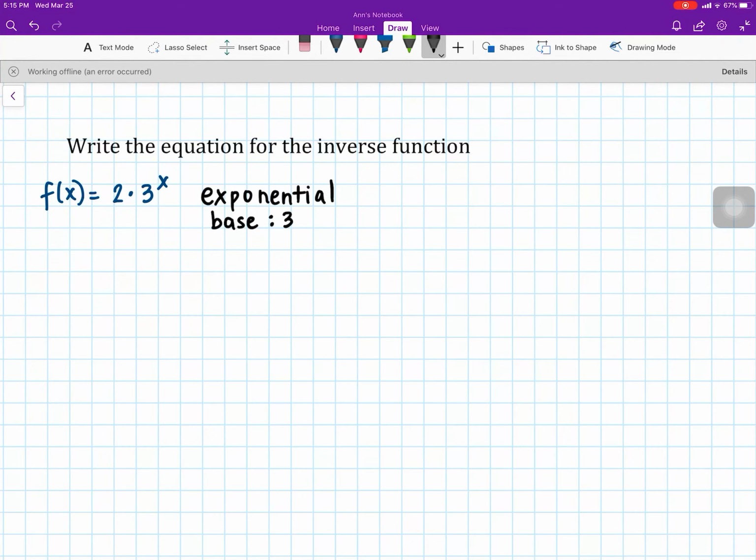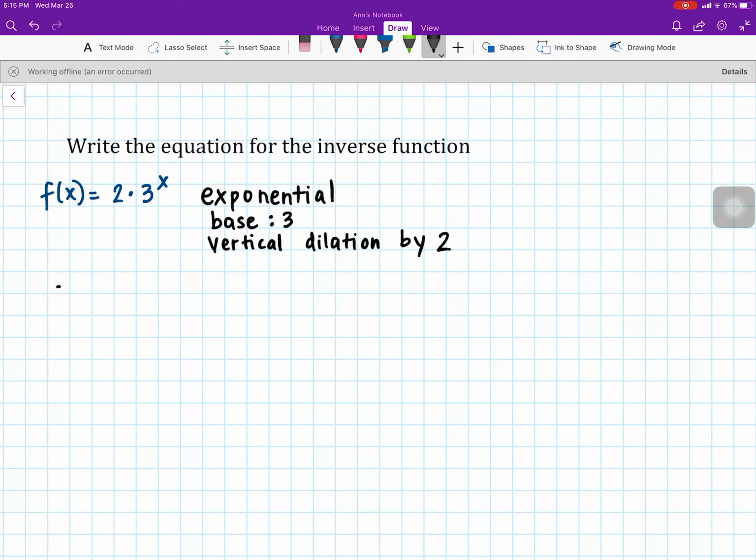And what other transformations do you notice? What does the 2 do to it? The 2 is a vertical dilation by 2 because it's in front. So now the inverse function of an exponential function would be logs.